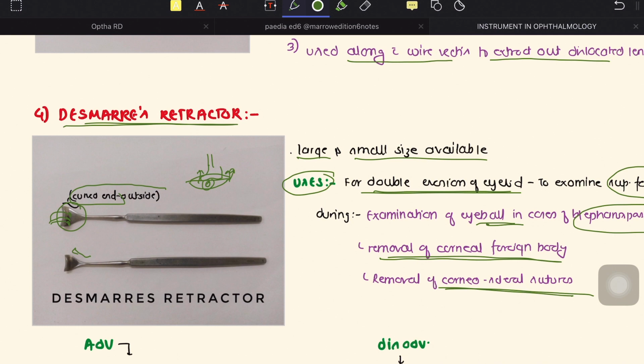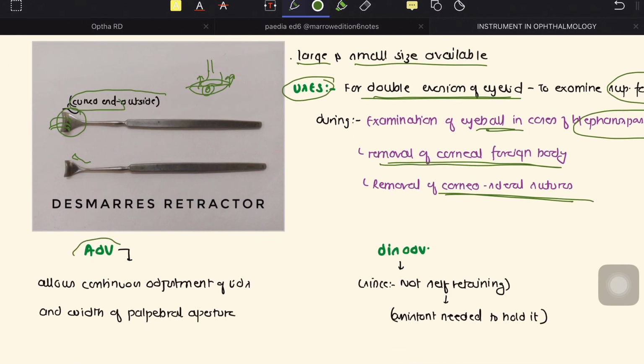So remember that it is used for double eversion of the eyelid, and by everting the eyelid, we can also look for the superior fornix in the conjunctiva, and we can also remove the foreign body from the fornix. We can also use this instrument to examine the eyeball in a child with blepharospasm, and it also helps us to remove the corneoscleral suture as well.